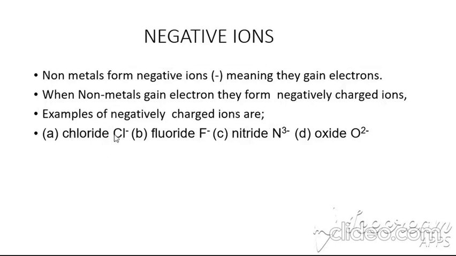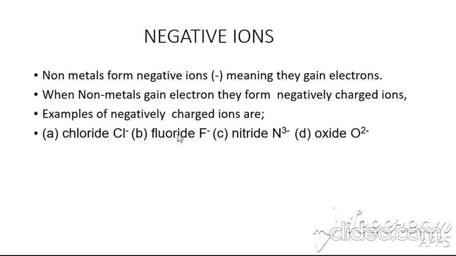Examples of negative charged ions: we have chloride, this is an ion. We have fluoride, and we have nitride, and we have oxide. So chloride and fluoride are coming from group 7. This chloride is coming from chlorine atom. This fluoride you're seeing is coming from fluorine atom. So these two are in the same group. That's why you're seeing -1 as a power. This is a sign that they gain 1 electron for them to be stable.